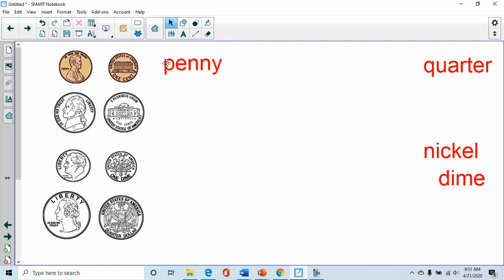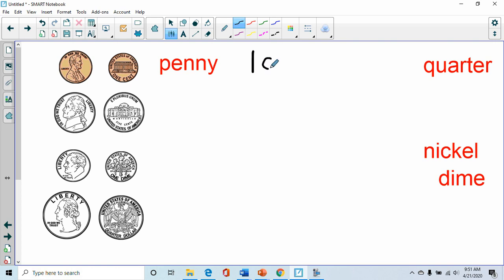The penny is worth 1 cent. We can write that two ways. We can write 1 with the cent symbol, or we can write it with a decimal point, a 0, and a 1. There will always be two numbers after your decimal point.